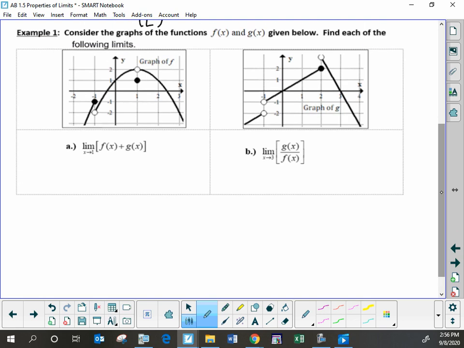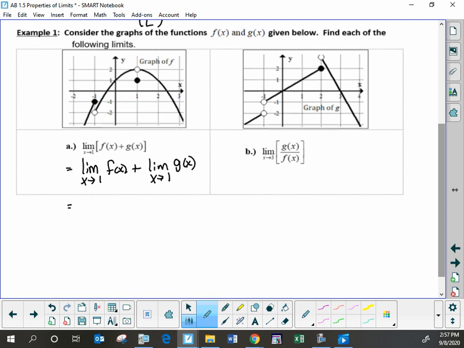So example 1, consider the graphs of the functions f and g given below. I notice there's some discontinuity points. We've got some jumps. We've got just holes. So it's kind of a mess. Find each of the following limits. So I first spot that there is a sum of two functions. So I'm going to break this up into an f of x and a g of x and separate out each of those limits. So that's the property at work for sum and difference of two functions.